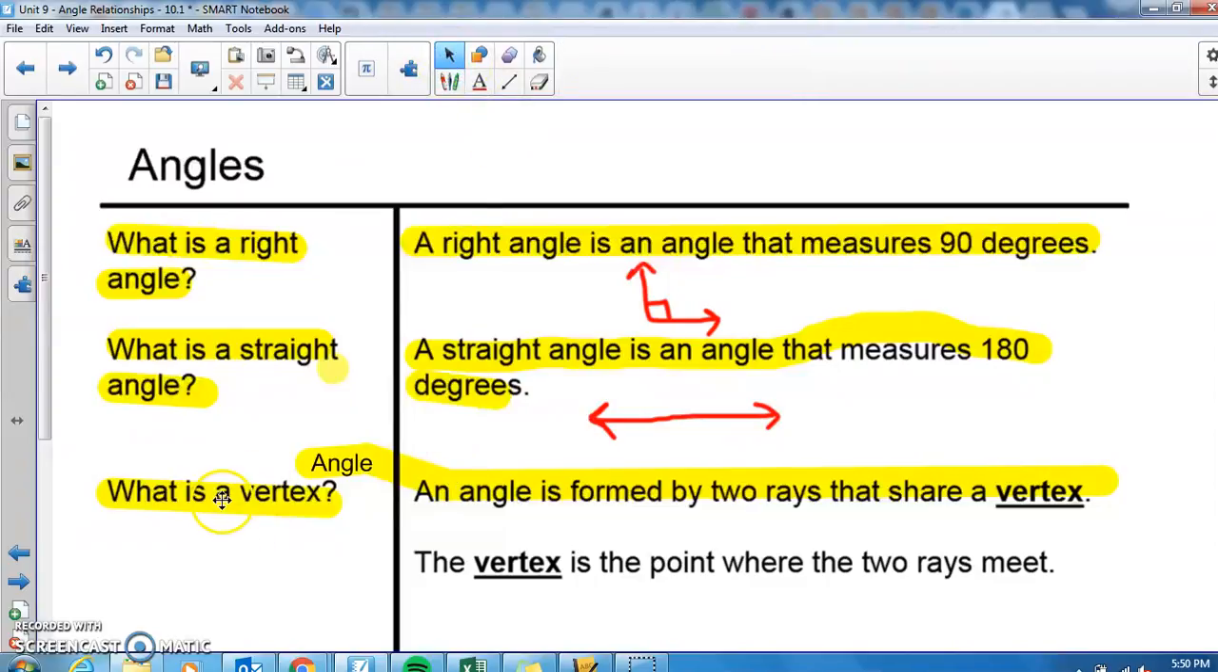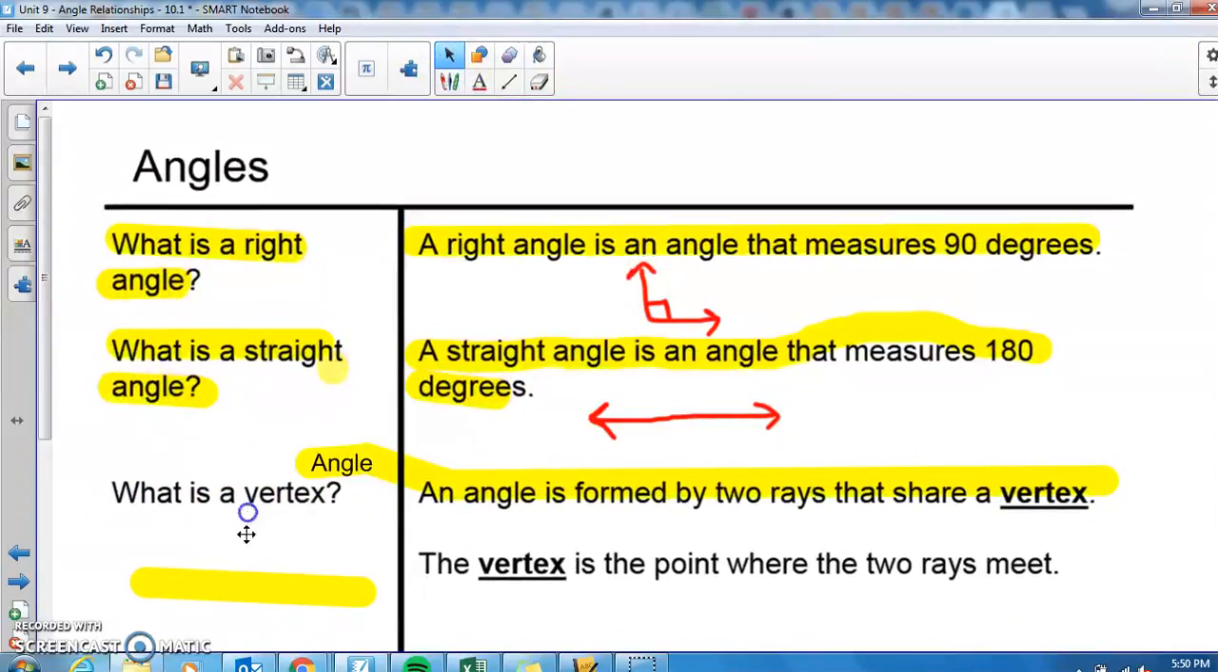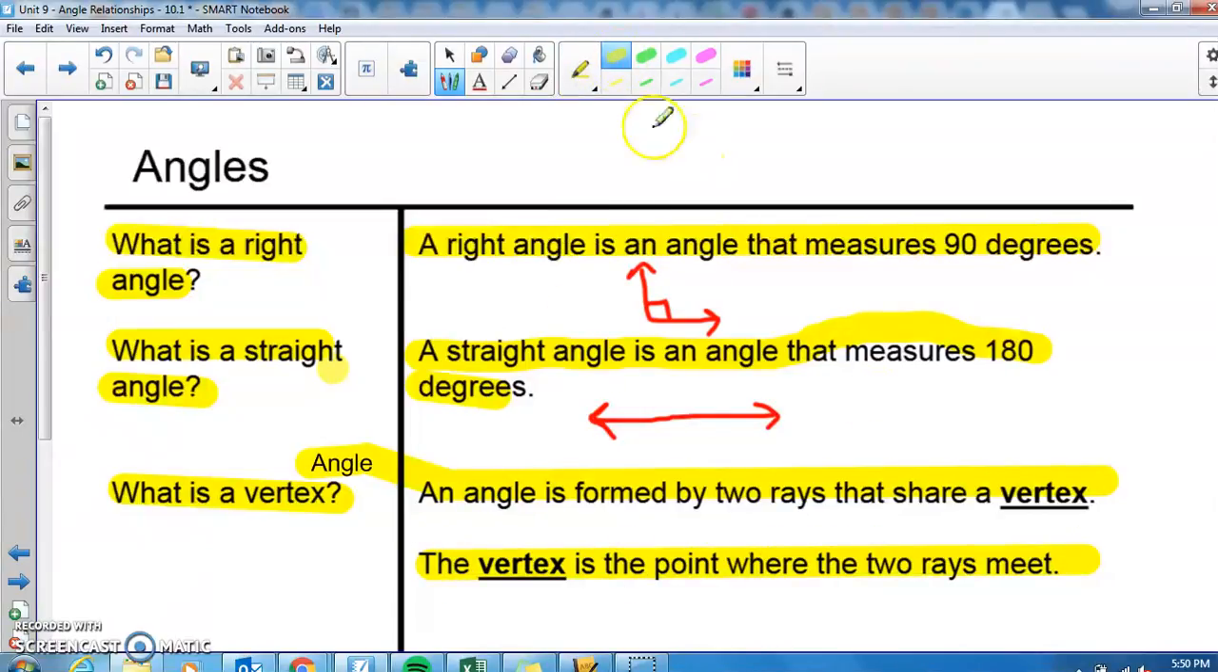And then this next part right here, what is a vertex? I'm sorry, I shouldn't have done that. The vertex is the point where the two rays meet. All right, so let me draw a representation here. So if this is my angle, and this is a ray, and that's a ray, where they both meet is this dot right here. That is called the vertex. All right, and this would also be an example of an angle. I have two rays put together, that forms my angle.